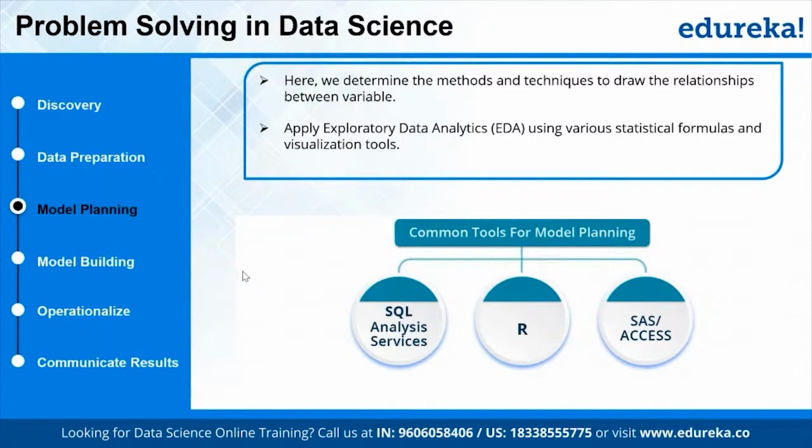So yeah, now this is about model planning. What you will be doing now is determining the methods and techniques to draw the relationship between variables. You have done the data preparation, and now you need to do the model planning. So what is this model planning? Basically, now you will say, okay, let's find out the relation. And model planning is nothing but the implementation of machine learning algorithms.